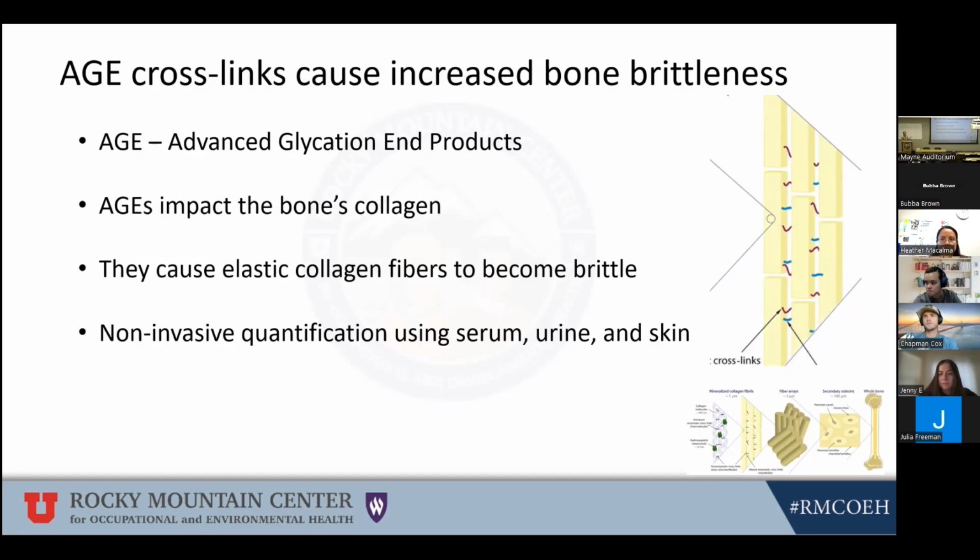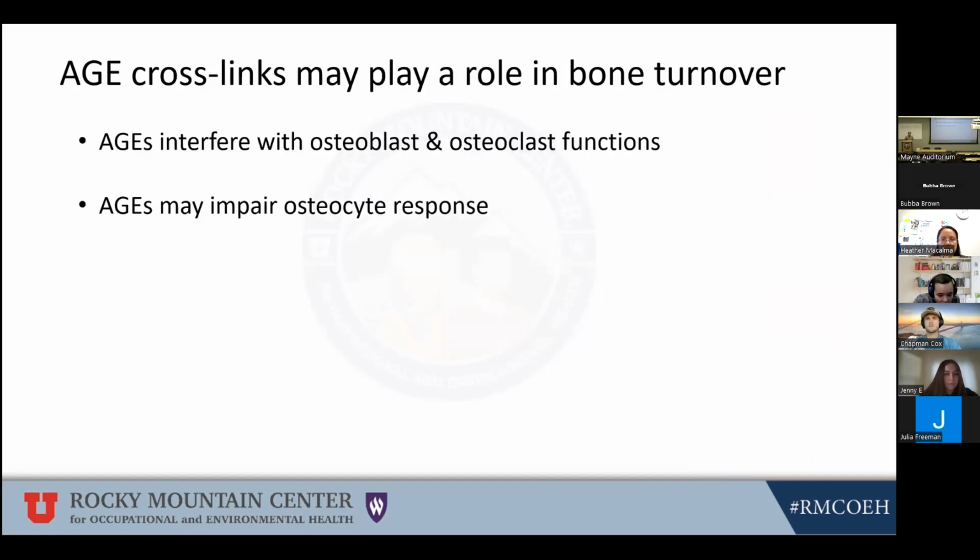The one thing about AGEs is it's hard to quantify because you actually need to digest the tissue. So people are looking into non-invasive quantification techniques using serum, urine, or skin in place of actually quantifying the bone, but that's still a current area of research. You can see in that figure over there a schematic of the collagen, and all of those little bonds going between them in red and blue are the cross-links. So that's one effect that makes bones more fragile.